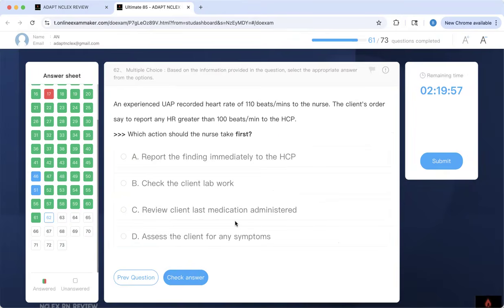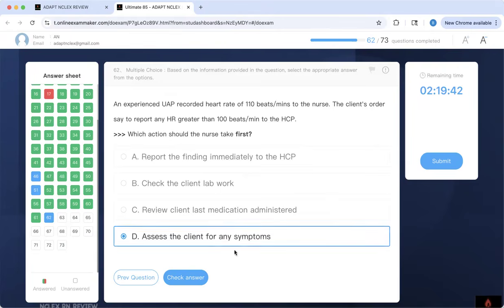Rewrite the question. Figure out what is going on. The UAP recorded a heart rate of 110. There's an order saying if the heart rate is greater than 110, the nurse should call. What should you do? You should assess the patient for any symptoms. Then you call the doctor and let them know. You should not use the UAP's vitals alone and call the doctor. Figure out if there's something wrong with the patient, not just the vitals.